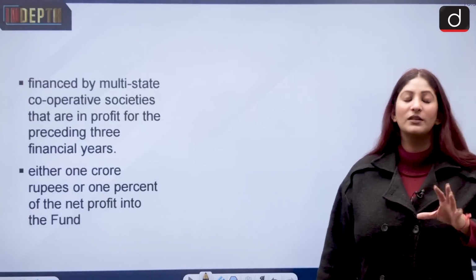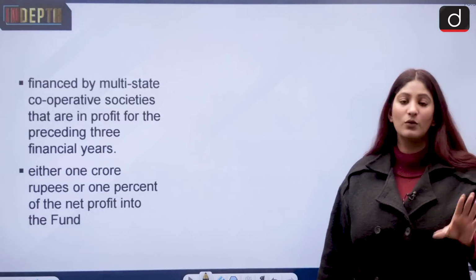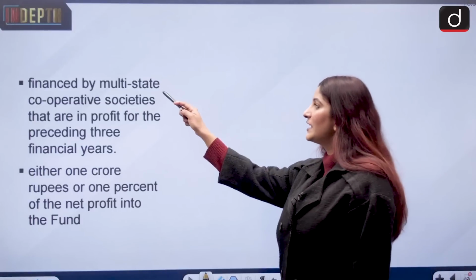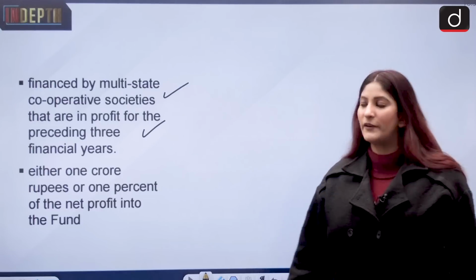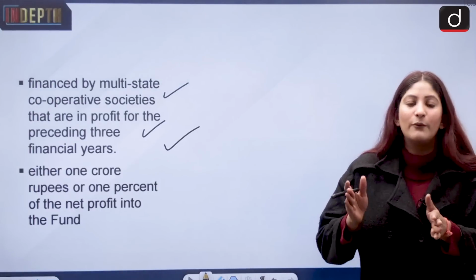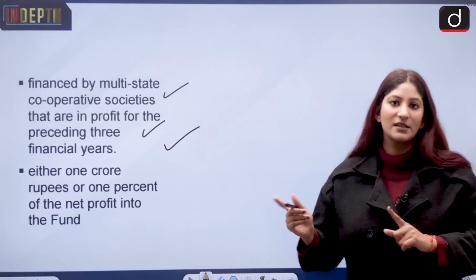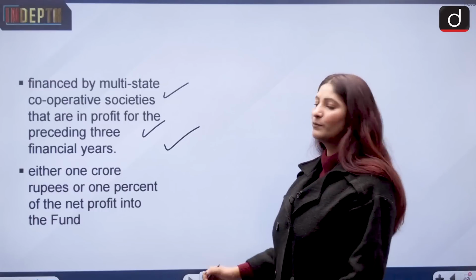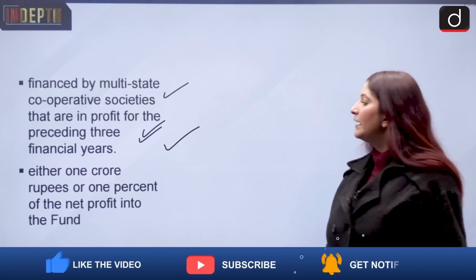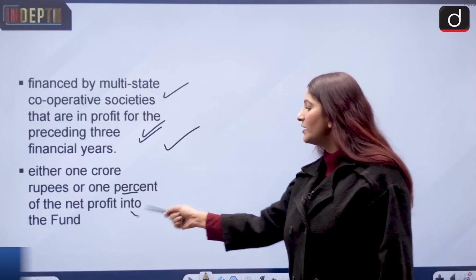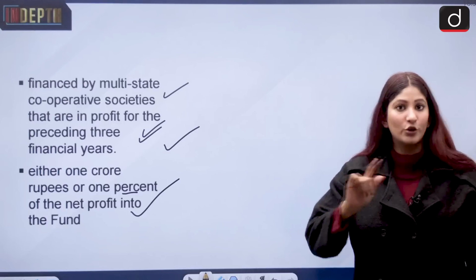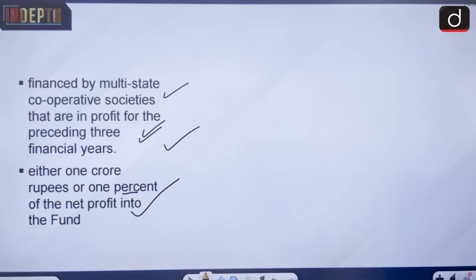There is an issue with respect to who will fund the fund that has been created under it. It will be financed by multi-state cooperatives that have been in profit for the preceding 3 years. That means the sick ones will be dependent on the healthier ones. So this is one of the contentious provisions we can say. Now, what is the contribution to the fund? Either 1 crore rupees or 1% of the net profit, whichever is less, not more. This is the provision of the bill.